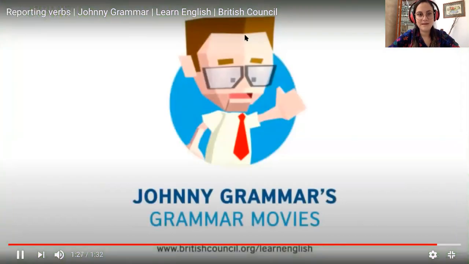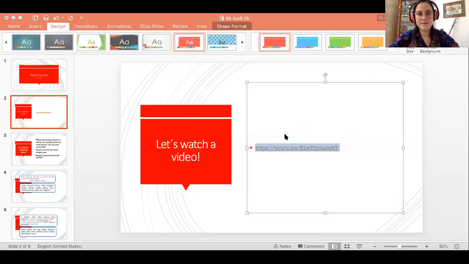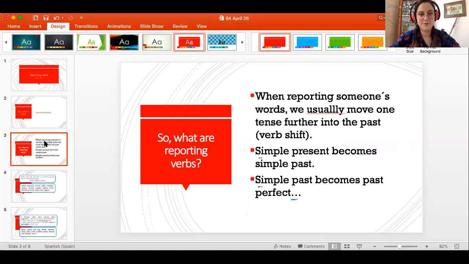Okay, let's go back to our PowerPoint. All right. So, what are reporting verbs? They are verbs that help us report what someone else said. Do you remember that when we use reported speech, we do it to tell another person what the first person had said?